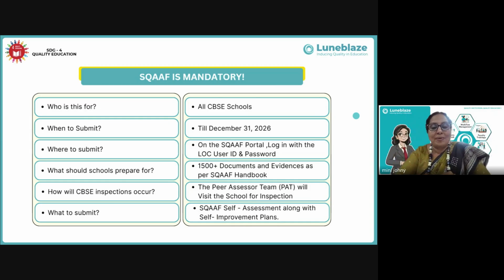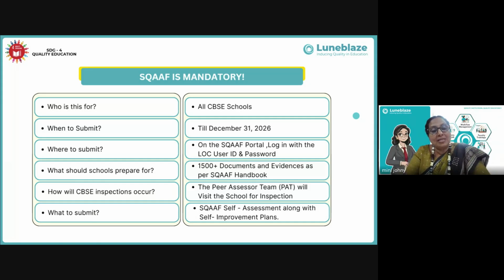So when to submit, where to submit, they have given very clearly. Who is this for? All CBSE schools. When, the timeline. Where to submit: the SQAAF portal, login with the LOC user ID and password. What should the school prepare for? 1,500 plus documents and evidences as per the SQAAF handbook.